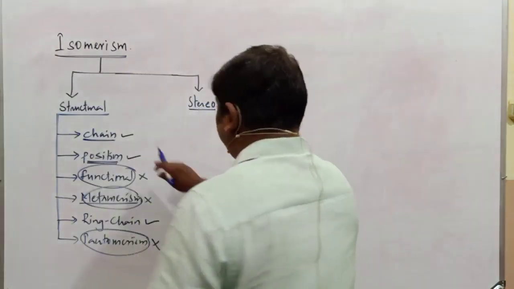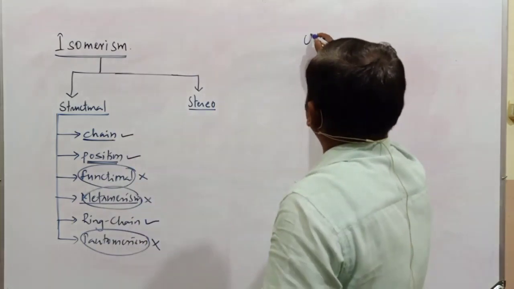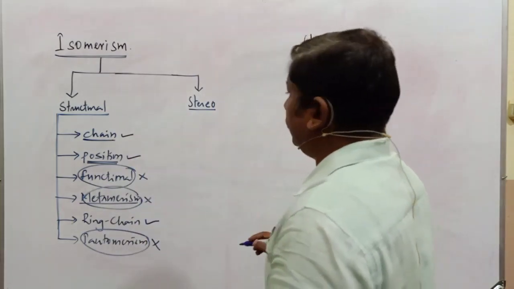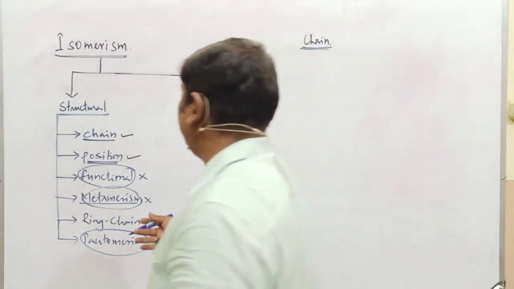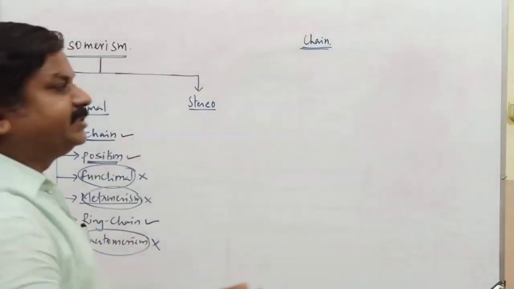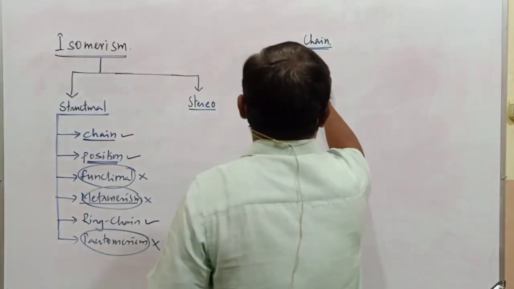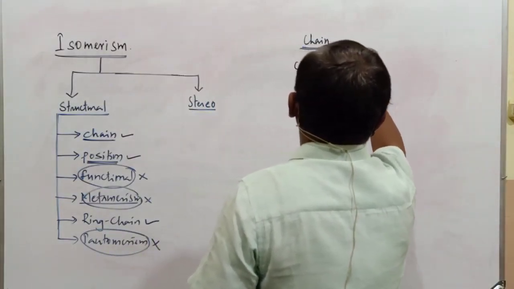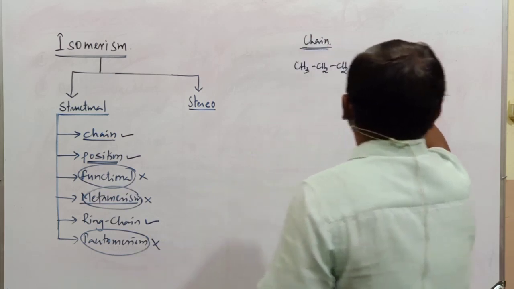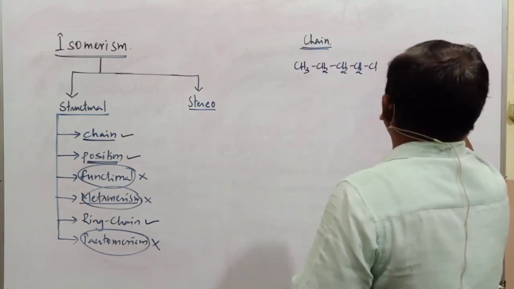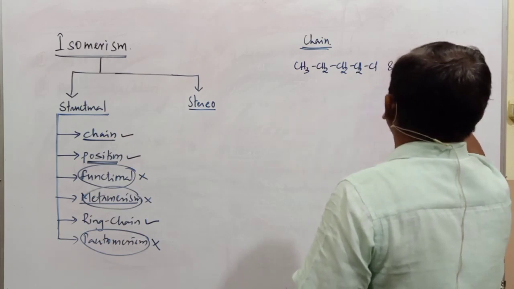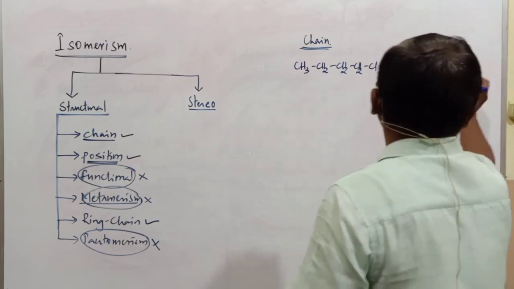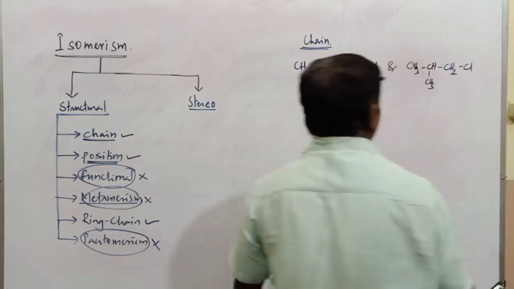Now, I will give some examples for chain isomerism exhibited by these compounds. You know what chain isomers are? The compounds which have the same molecular formula but differ in the carbon chain or carbon skeleton. If I go with one compound, CH3, CH2, CH2, CH2, Cl, its chain isomer is going to be CH3, CH, CH3, CH2, Cl, totally 4 carbon atoms.